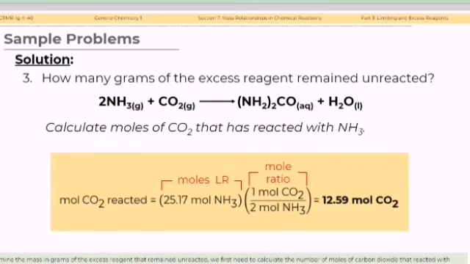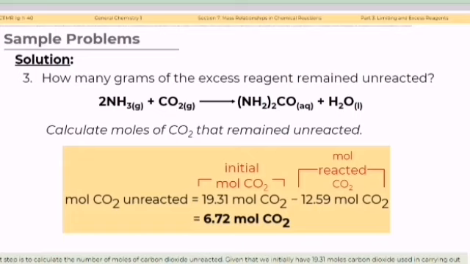To determine the mass in grams of excess reagent that remains unreacted, we first need to calculate the number of moles of carbon dioxide that reacted with the limiting reagent ammonia. Moles of reacted carbon dioxide equals 25.17 moles of ammonia times the mole ratio of 1 mole of carbon dioxide per 2 moles of ammonia. Simplifying gives the answer of 12.59 moles of carbon dioxide.